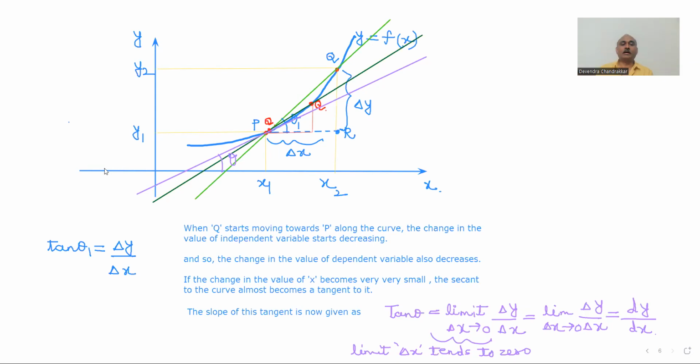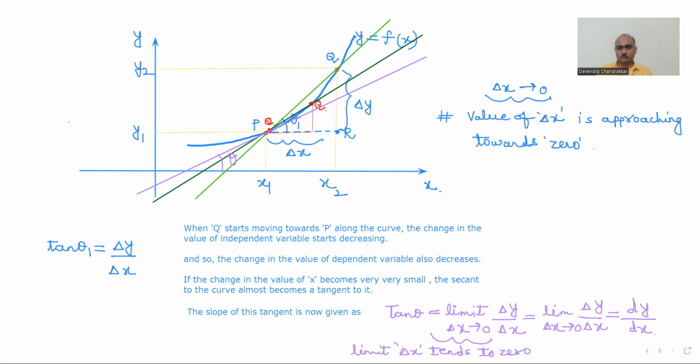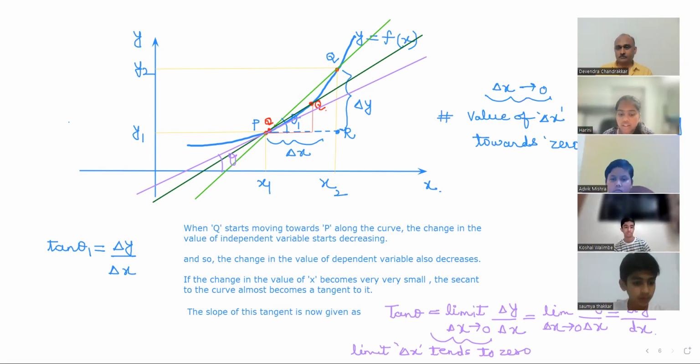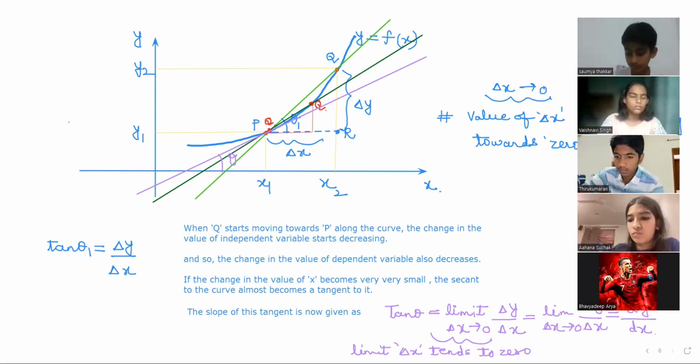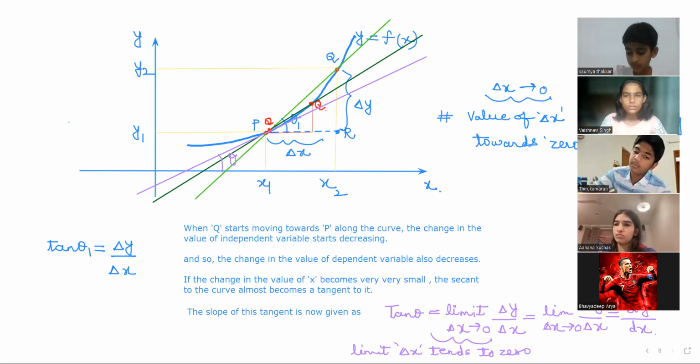Now, what do I mean by delta x tends to 0? What does this mean? It means that the value of delta x is approaching towards 0. I hope all of you understood this. Yes or no? Yes, sir. Anybody is having any iota of doubt also? Ask me. Sir, हाँ, बोलो.